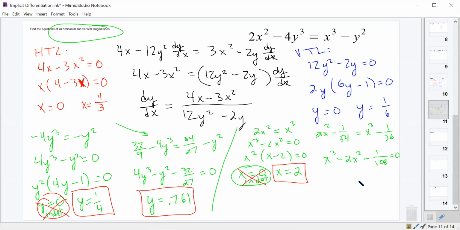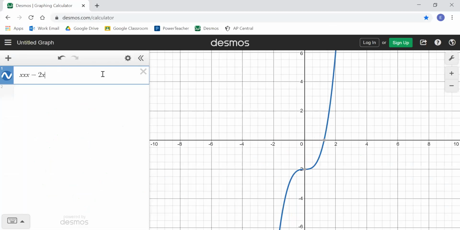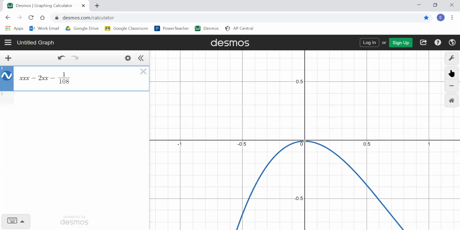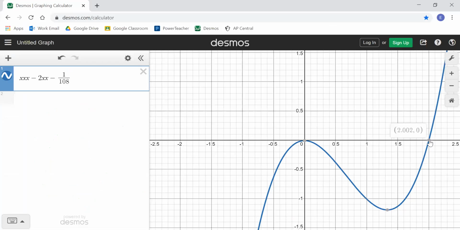Hopefully you're all checking my arithmetic on that. Did I arithmetic correctly? Yes, I did. Okay, great. So now we will graph that to see when that is equal to 0. And maybe there's 2 places. Let's see. Oh, no, looks like that one is not. That one's just below. So we only have the one at 2.002.